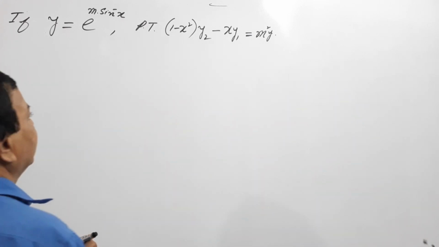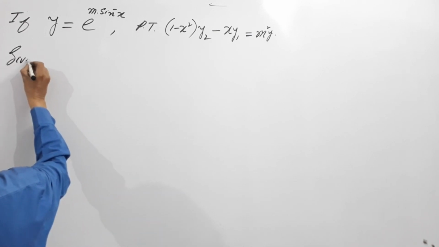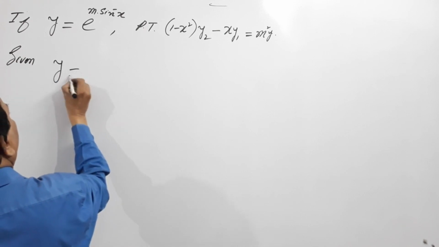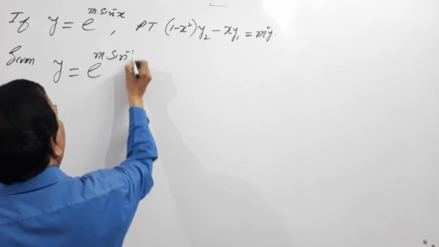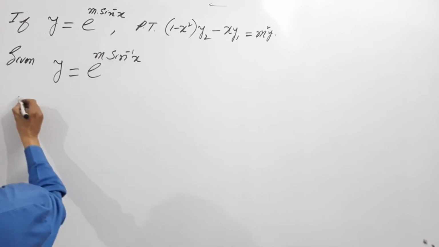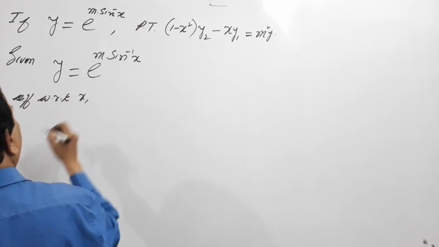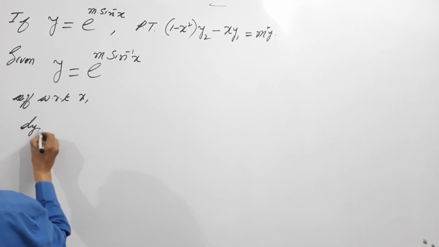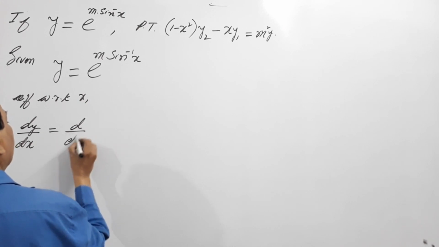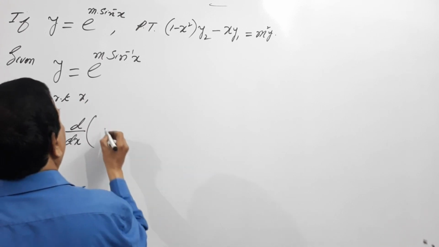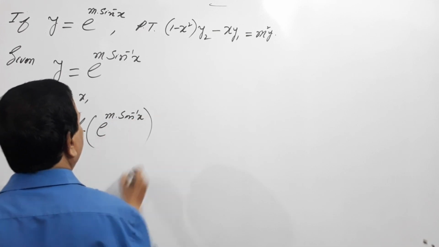So let's differentiate this with respect to x. Given y equals e to the power of m sin inverse x. Differentiating with respect to x, dy by dx equals d by dx of e to the power of m sin inverse x.